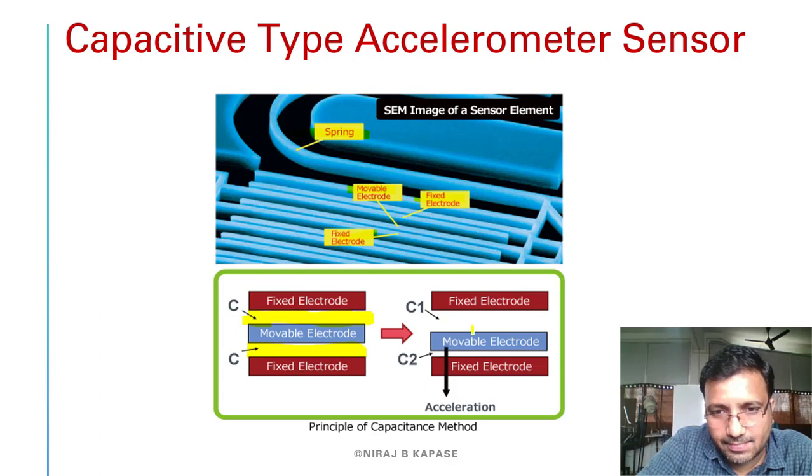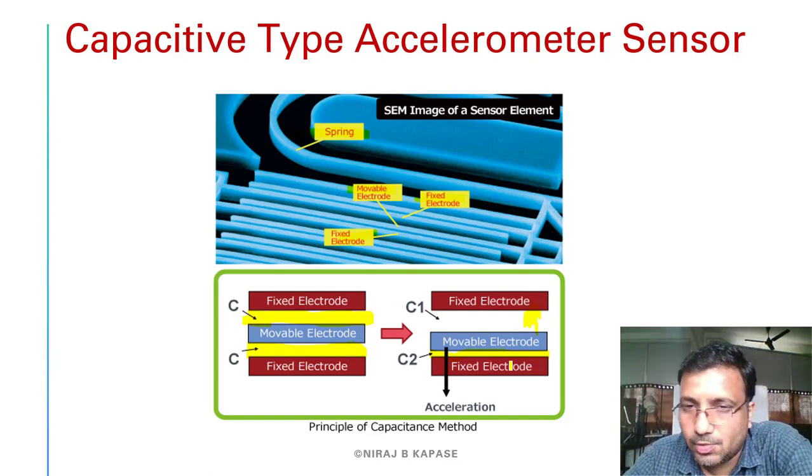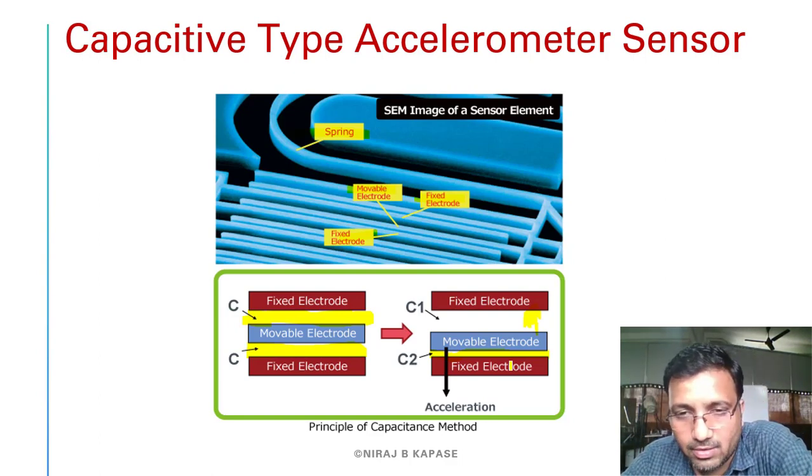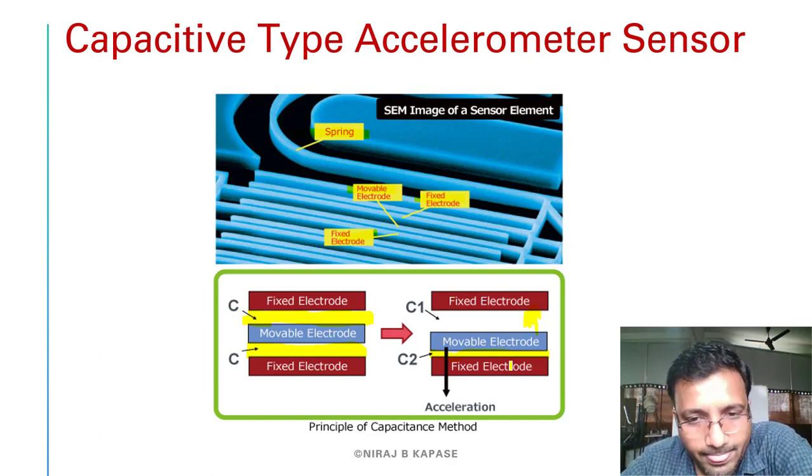But whenever acceleration is applied, this movable electrode shifts toward this side. So this distance and this distance are different. Because of that, the output voltage changes, and that output voltage corresponds to the acceleration, depending on which side we have given the motion to that particular object.